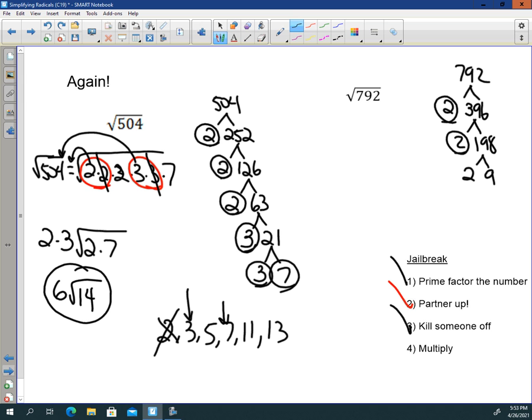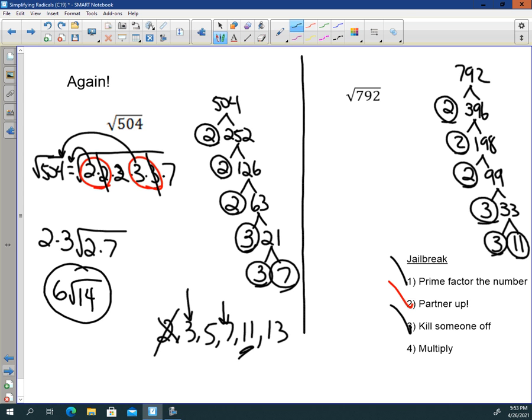2 and 99. And then let's see, 99 divided by 2 is, oh, it's a decimal. So I'm going to go to the 3, the next prime. 99 divided by 3 is 33. 3 and 33. Keep dividing by 3. Divide by 3. Oh, I get 11. 3 and 11. And since 11 shows up on our prime list, we know we're done.